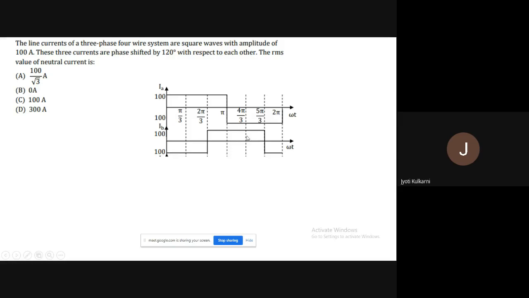So where will we have the C current starting? Can anybody give me the answer? C current positive half cycle will start at which time instant? After 120 degrees with respect to B, but there are time instants I have given: pi by 3, 2 pi by 3, 4 pi by 3. But 2 pi by 3 we have already taken for B. See, B is starting at 2 pi by 3.